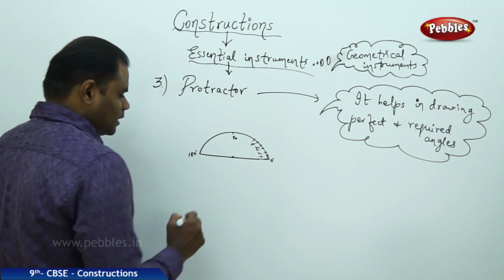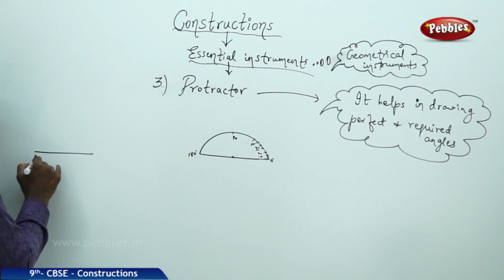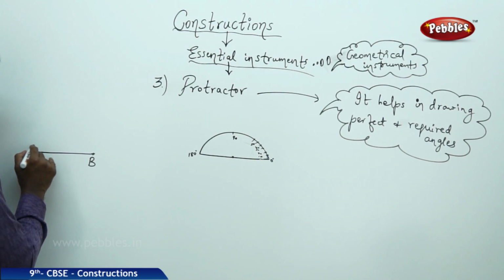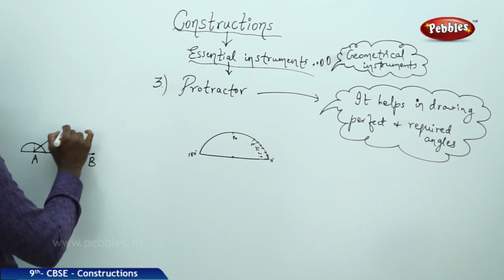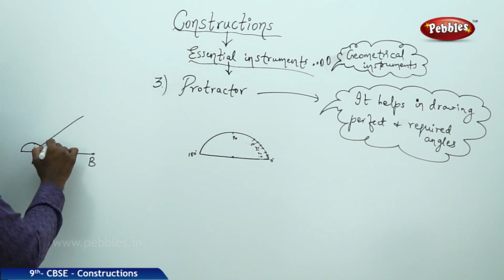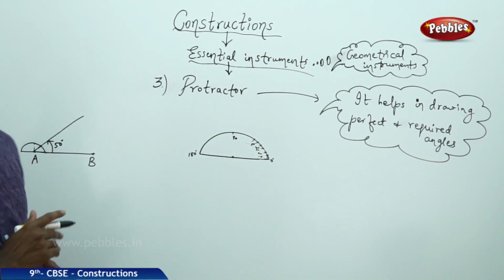Say, for example, I wanted to find a perfect 50 degrees. I have a line AB at which I want to make an angle of 50 degrees. So I put the protractor here and mark exactly at 50, and then I draw the line from A to this point and extend it, which gives me the angle of exactly 50 degrees.